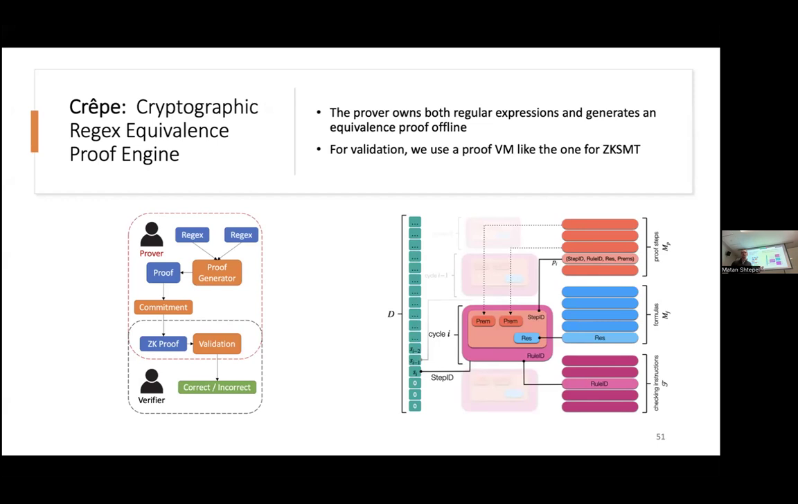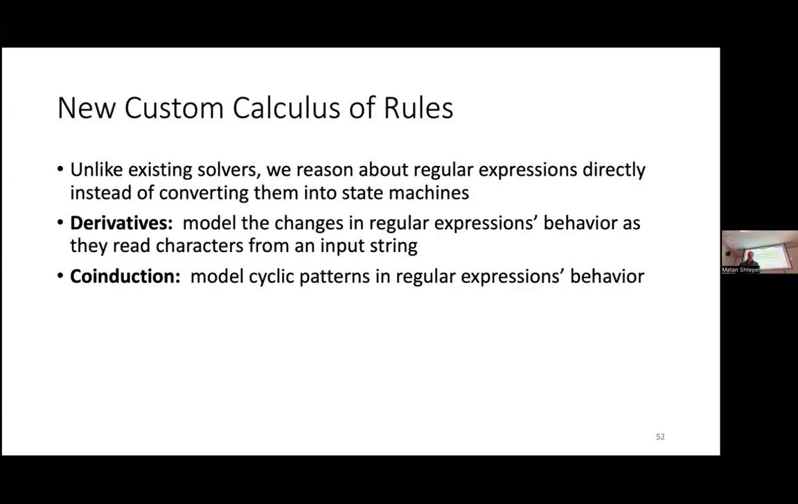As you can see here in the pipeline, the prover owns two private regular expressions and offline uses a proof generator to create a proof and then commits that proof to turn it into a ZK proof. Things then pass over to the verifier who validates that proof to confirm that it's correct. For that process of proof validation, we use a proof VM like the one we had for ZKSMT. And the proofs that we validate within our proof VM rely on a new custom calculus of proof rules, where we reason about regular expressions directly instead of converting them into state machines.